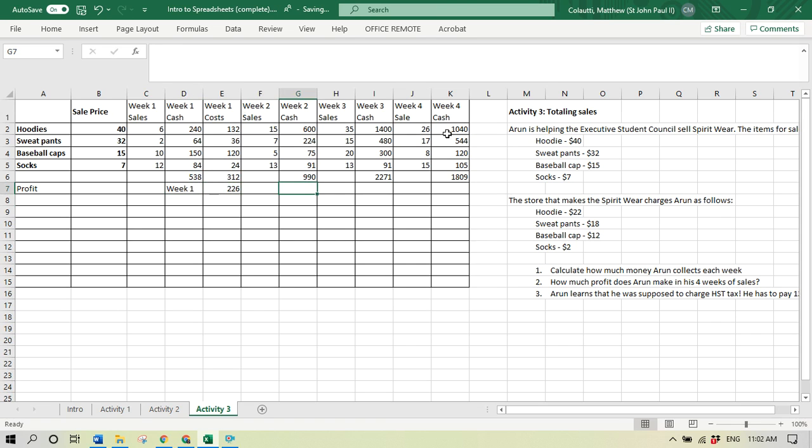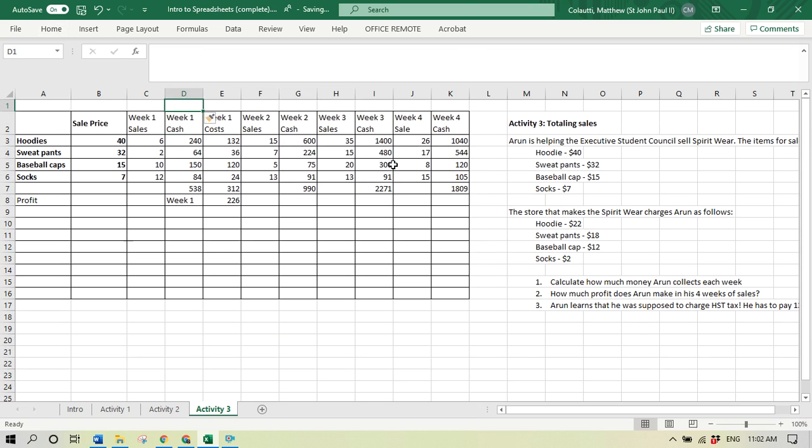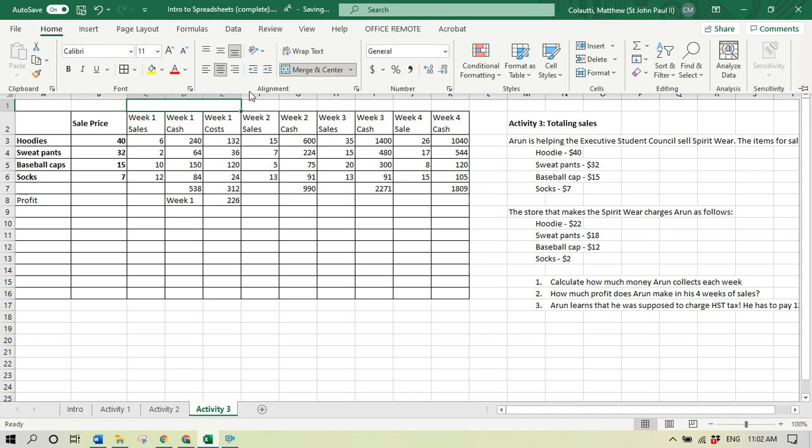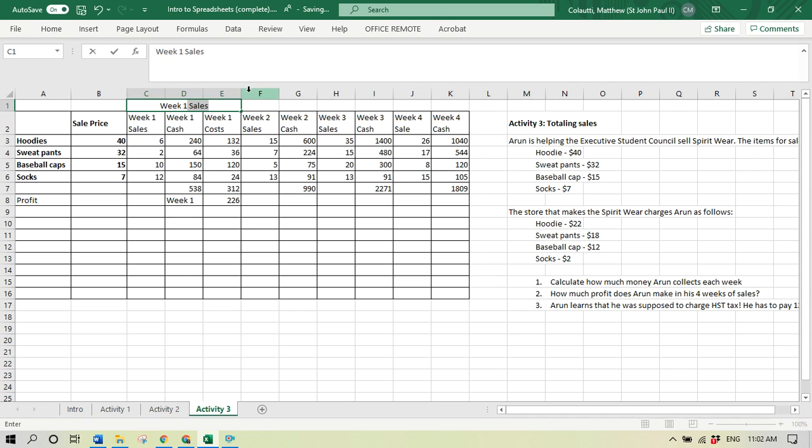Now we have to do the same thing here for week 2, week 3, week 4. It's getting a little confusing now. You can make your spreadsheet a little bit more organized. Like I can select this, merge these, and call this all week 1. This is going to be sales, cash, and costs.